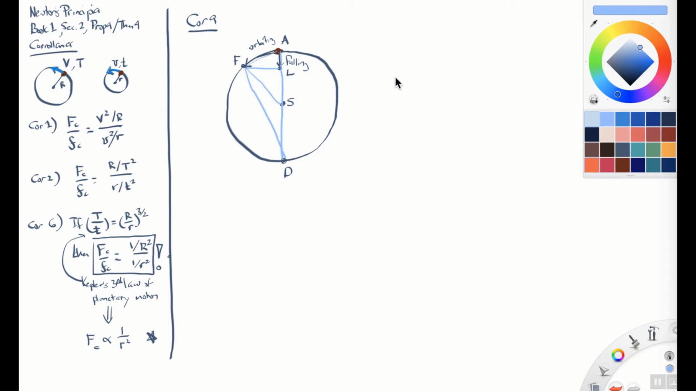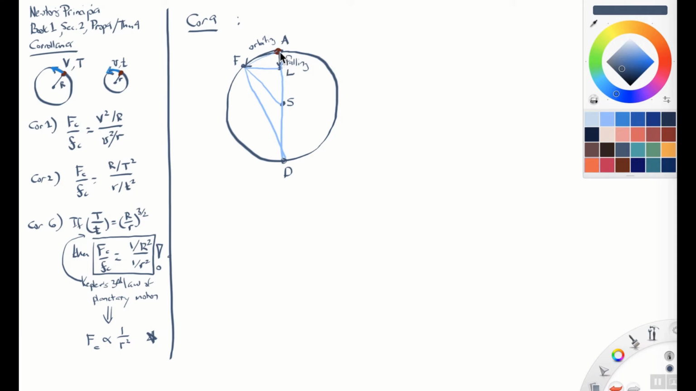These are going to be important lines later on. Okay. Now, what is Newton's claim in Corollary 9? He is going to say that there's a relationship between the distance an object orbits and the distance the same object would fall if you were to suddenly stop its orbit and let the centripetal force that had been holding it in orbit simply make it accelerate downward.